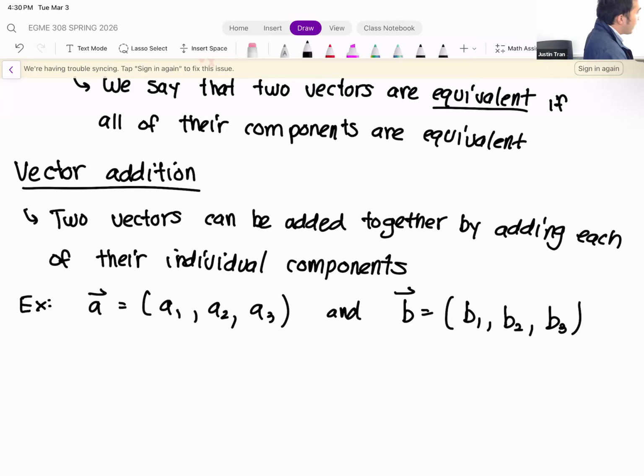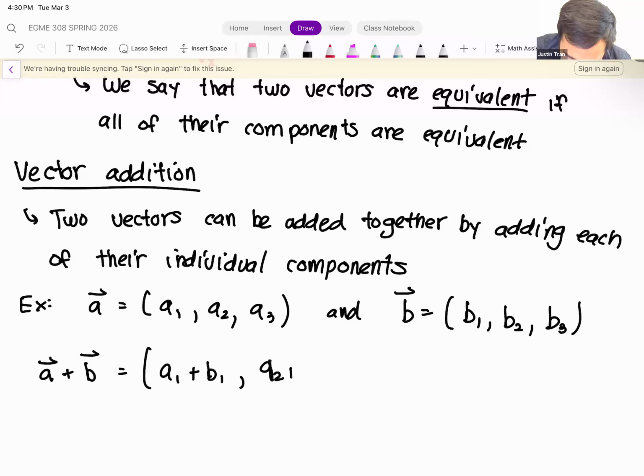If we add these two vectors together, we're still going to get a vector. So adding two vectors gives you a vector of the same size. A plus B is equal to, we're still going to get a three-component vector, but each component of our new vector is the old components added together. So this is going to be A1 plus B1, comma, A2 plus B2, comma, A3 plus B3.